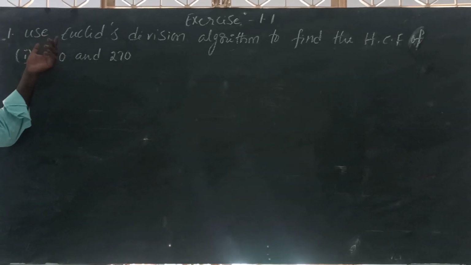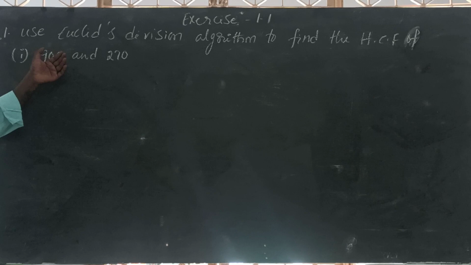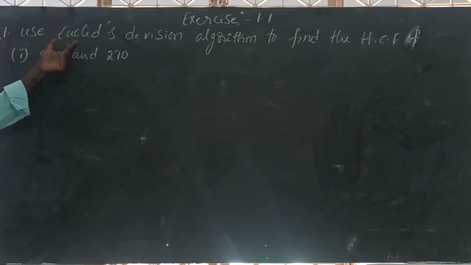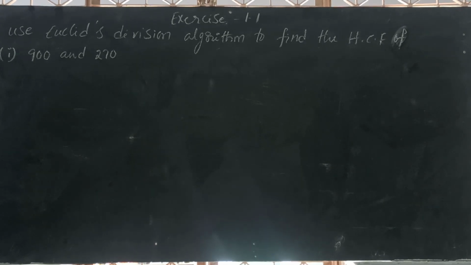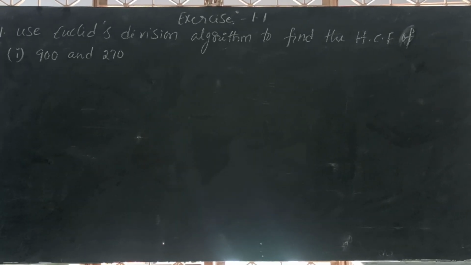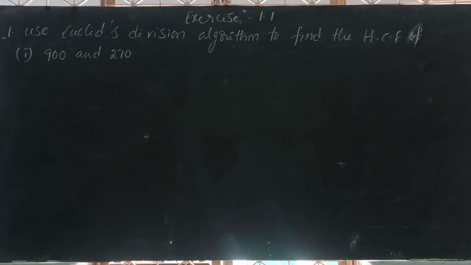Good morning, students. Now I am teaching you 10th class, first chapter, real numbers, first exercise. Okay, first exercise, first one. Use Euclid division algorithm to find the HCF of 900 and 270.